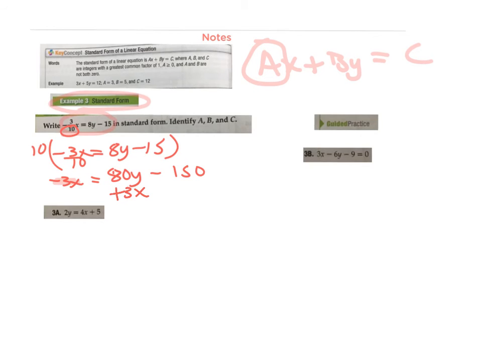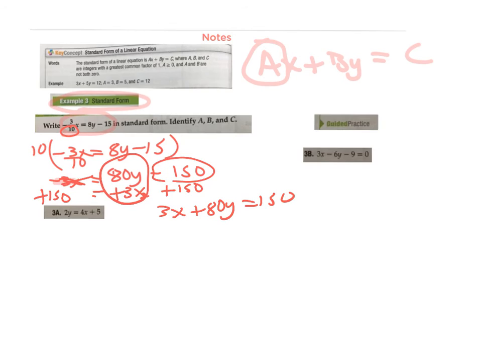But at the same time, I need to also move the constant. So this part needs to be moved to the other side. So I'm going to add it to both sides. By doing that, this part cancels. And so we end up with 3x plus 80y equals 150. Because these two are on the same side, and the 150 is opposite, we end up with our standard form. And then the question is identify A, B, and C. Well, A is the 3, B is the 80, and C is the 150.